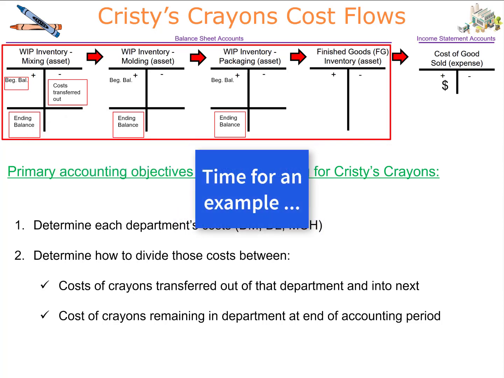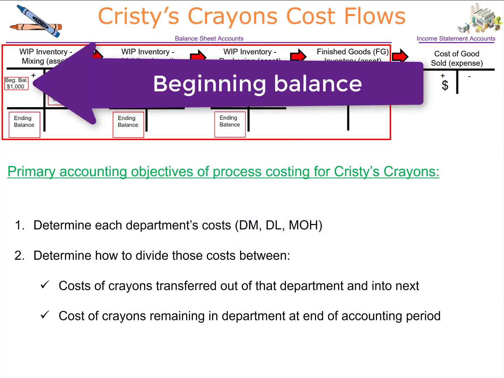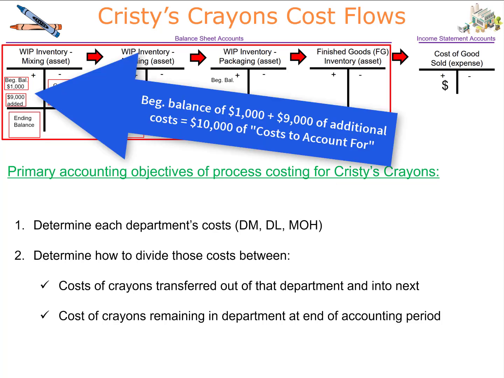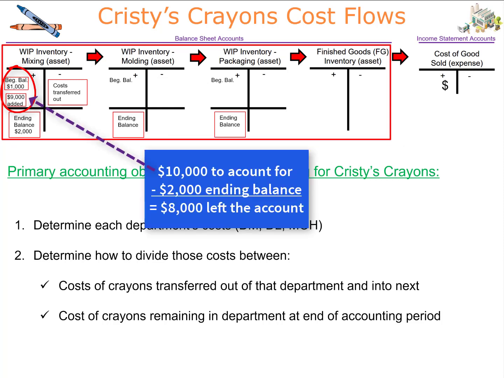For example, if the mixing department had a beginning balance of $1,000 and $9,000 of additional costs were added in the form of direct materials, direct labor, and manufacturing overhead, this means we have $10,000 of costs to account for. Let's say our ending balance was $2,000. So we have $10,000 to account for on the debit side, and we had $2,000 left still in the mixing department at the end of the period. Then that must mean we transferred out or credited $8,000 worth of costs.